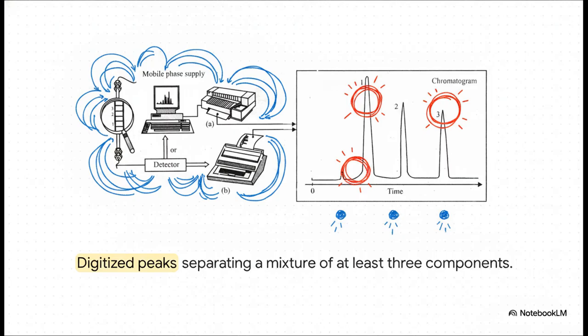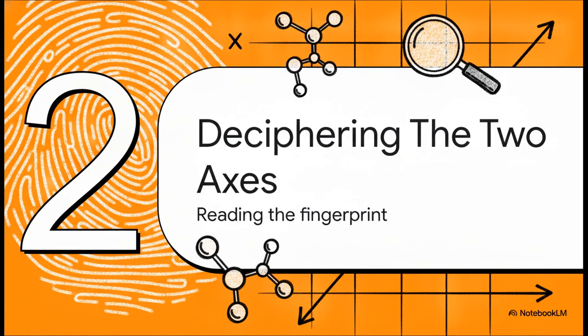And this brilliantly illustrates the whole process. Looking at the physical separation happening inside the machine on the left, notice how that physical reality translates directly into the clear, digitized series of peaks on the right. Those three distinct peaks right there tell us that our original single solution was actually a mixture containing at least three separate components. Moving right along to Section 2, Deciphering the Two Axes.